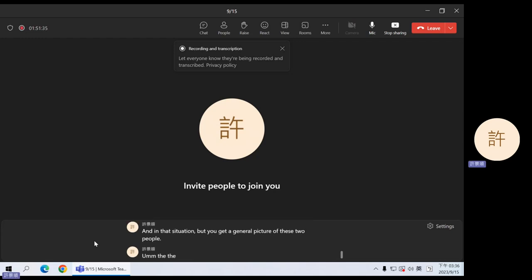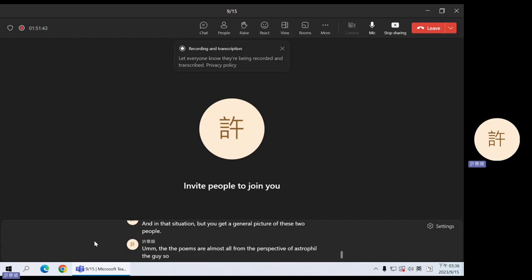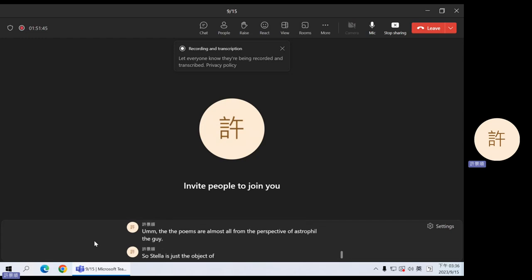The poems are almost all from the perspective of Astrophil, the guy. So Stella is just the object of desire. She's the woman he loves. She's the woman he wants to pursue. She's the woman who breaks his heart most of the time. It's a very male-centered poetry, which I'm sorry to say, most of literary history is pretty male-centered for obvious reasons. When women do appear, I will tell you about them.